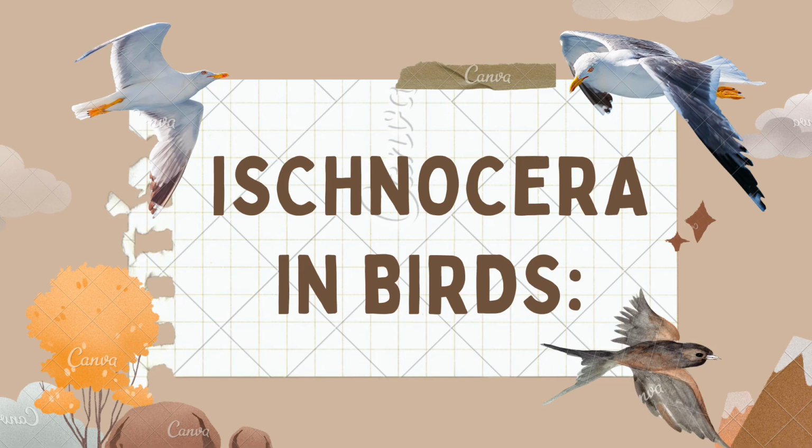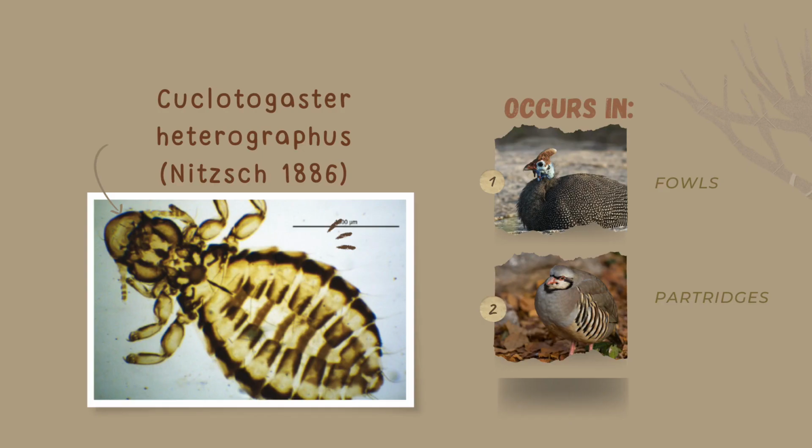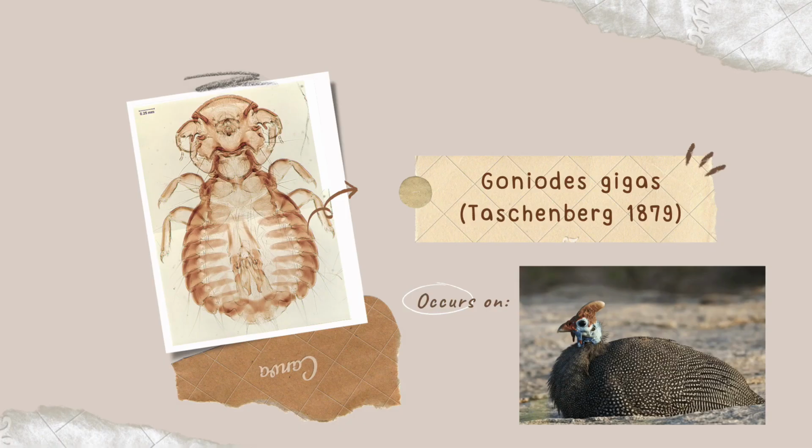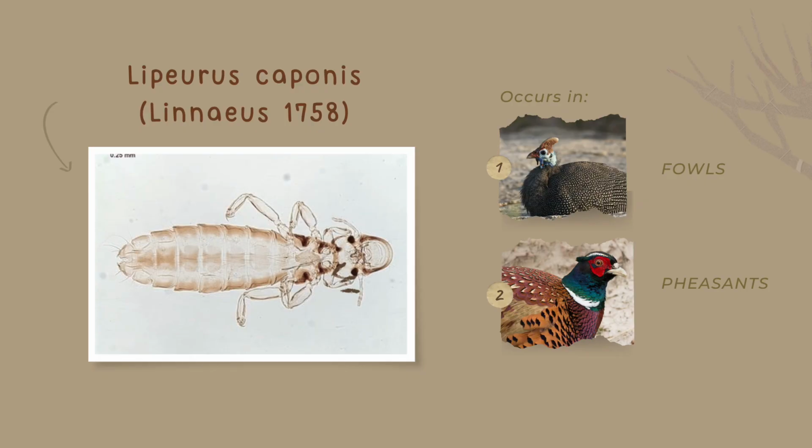Ischnocera in birds. First, we have Cuclotogaster heterographus, also known as the head louse of poultry, which occurs on the skin and feathers of the head and neck. It occurs on fowls and partridges. Next is Goniodes gigas, which is a large louse occurring on the body and feathers of the fowl. Third is Lipeurus caponis, a slender elongated louse that occurs on the underside of the large wing feathers. This occurs in fowls and pheasants.